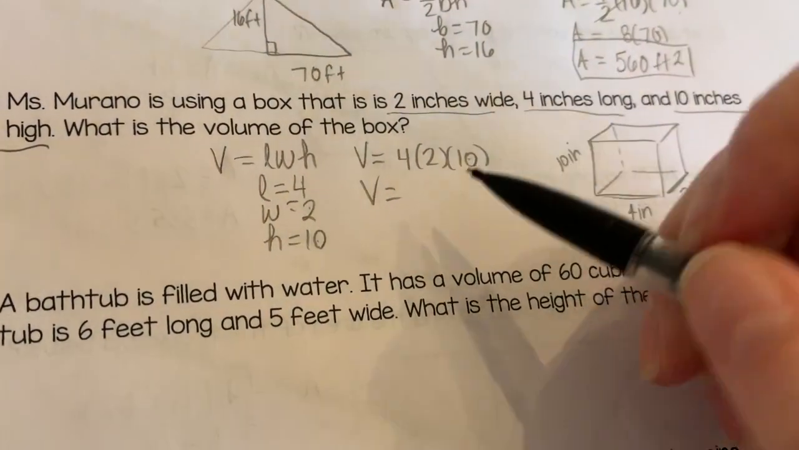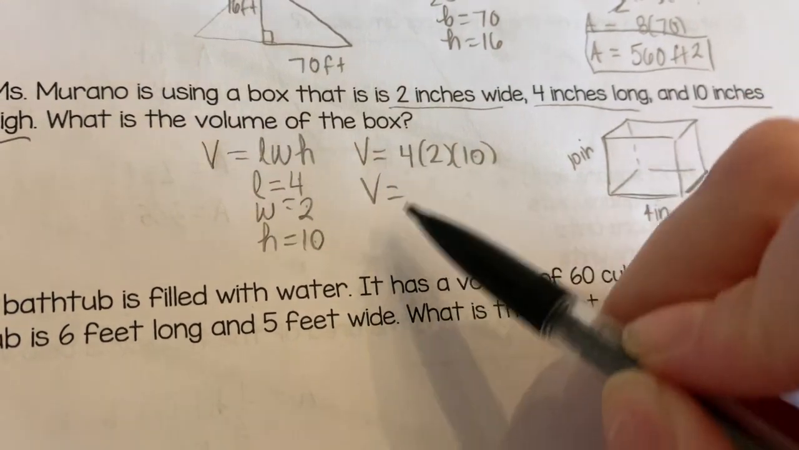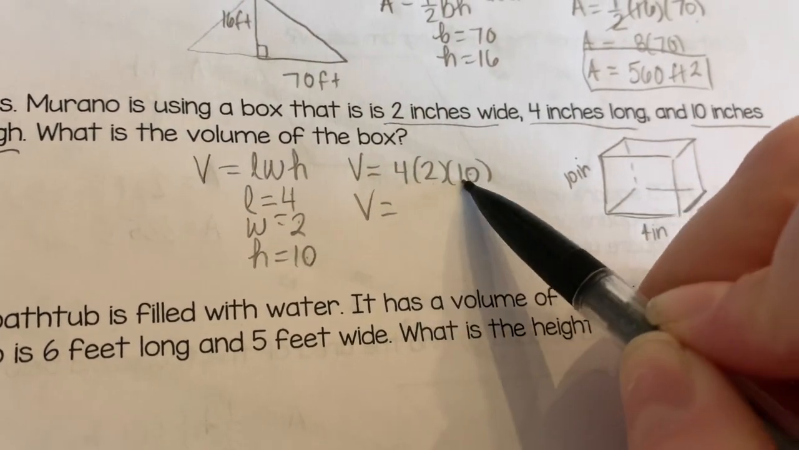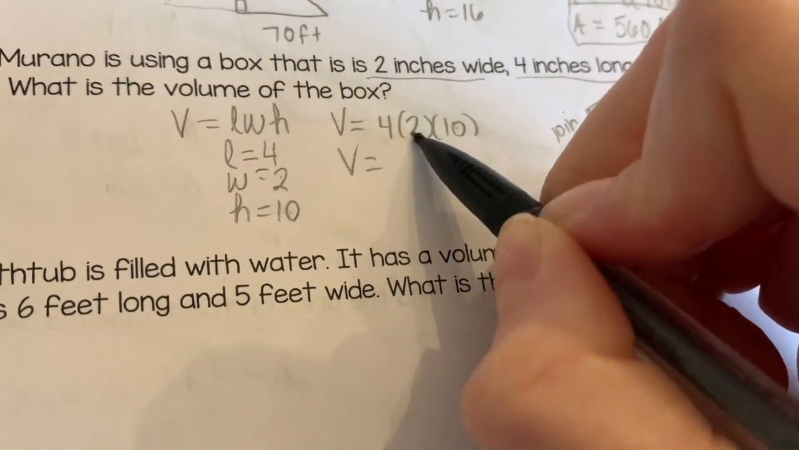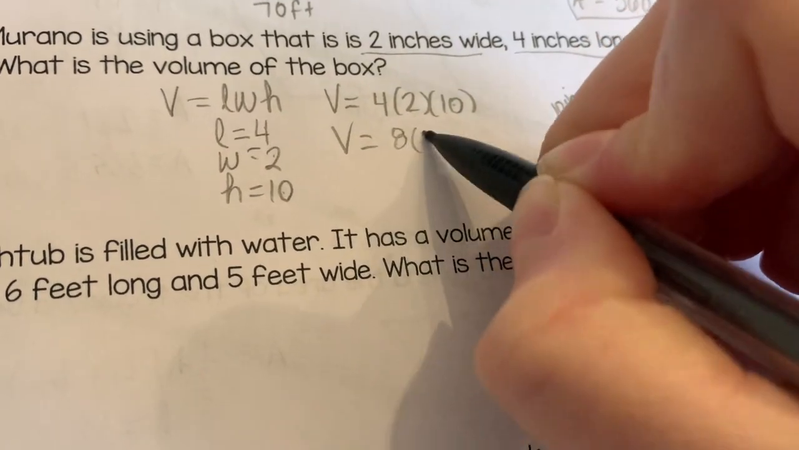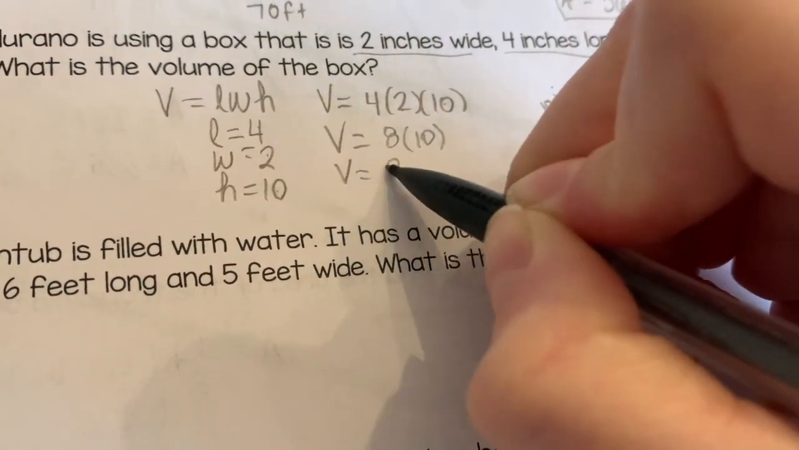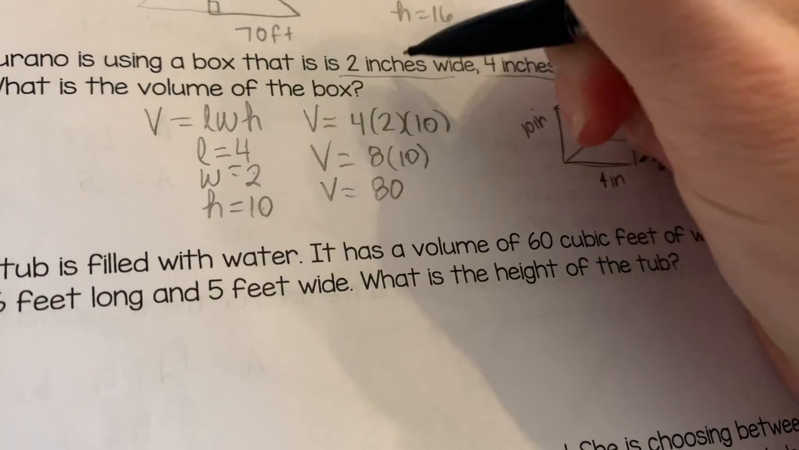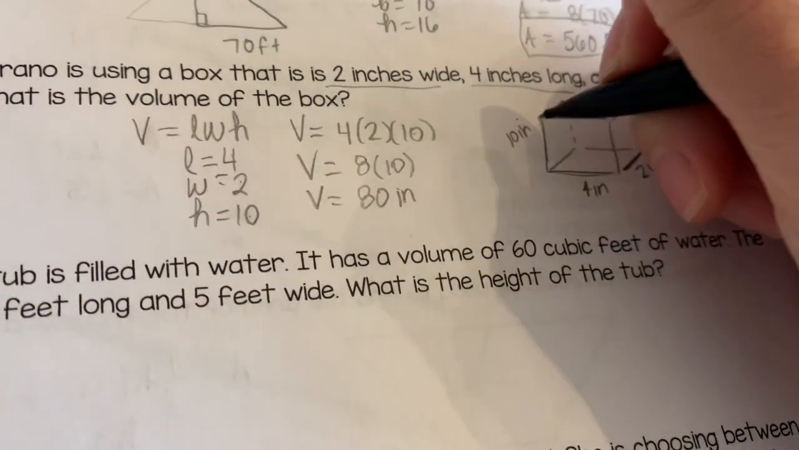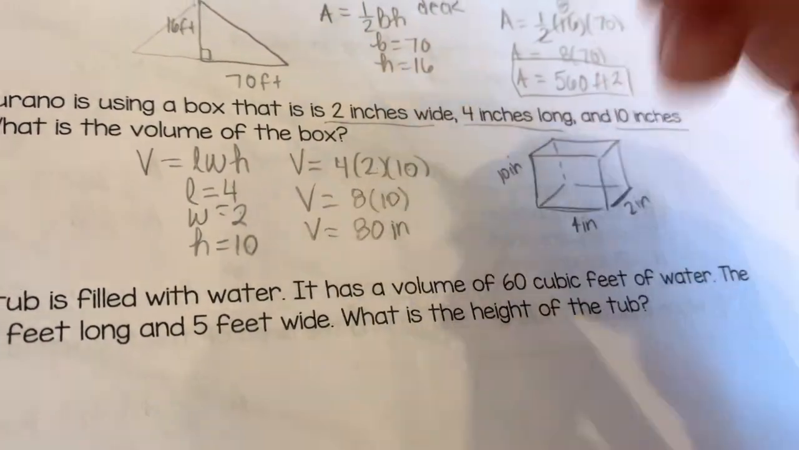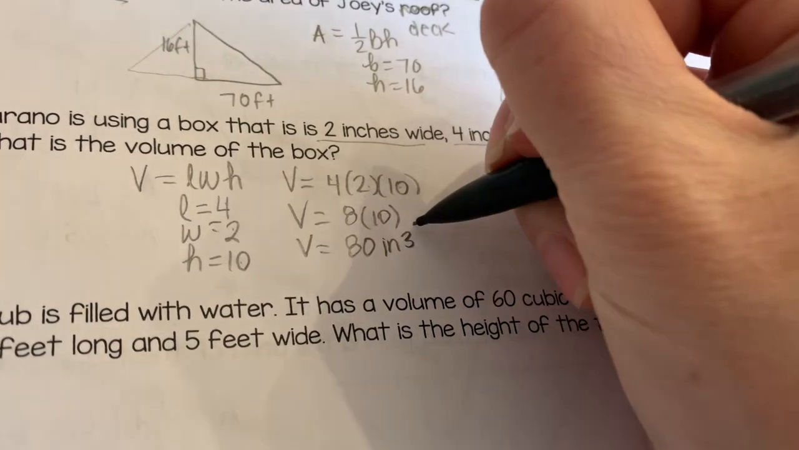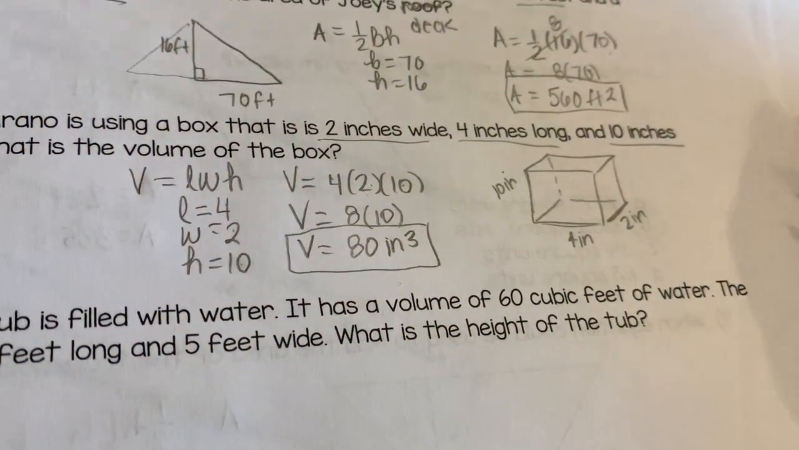Sorry about that. So we're doing length times width times height, which is 4 times 2 times 10. So this is 8 times 10, which is 80. And again, this is inches. This time 1, 2, 3. We're multiplying 3 units. Volume is always cubed 3. Okay, 80 inches cubed.